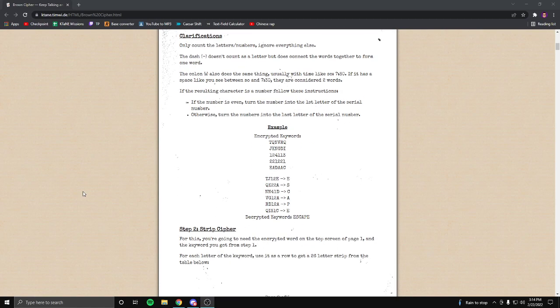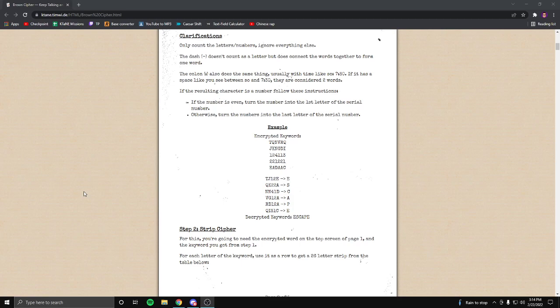Example. Encrypted keyword: TQN VRQ JKN GDI. 124113. 221 221. EAD AAC. TJ12E goes to E. QK22A goes to S. NN41D goes to C. VG12A goes to A. RD12A goes to P. QI31C goes to E.